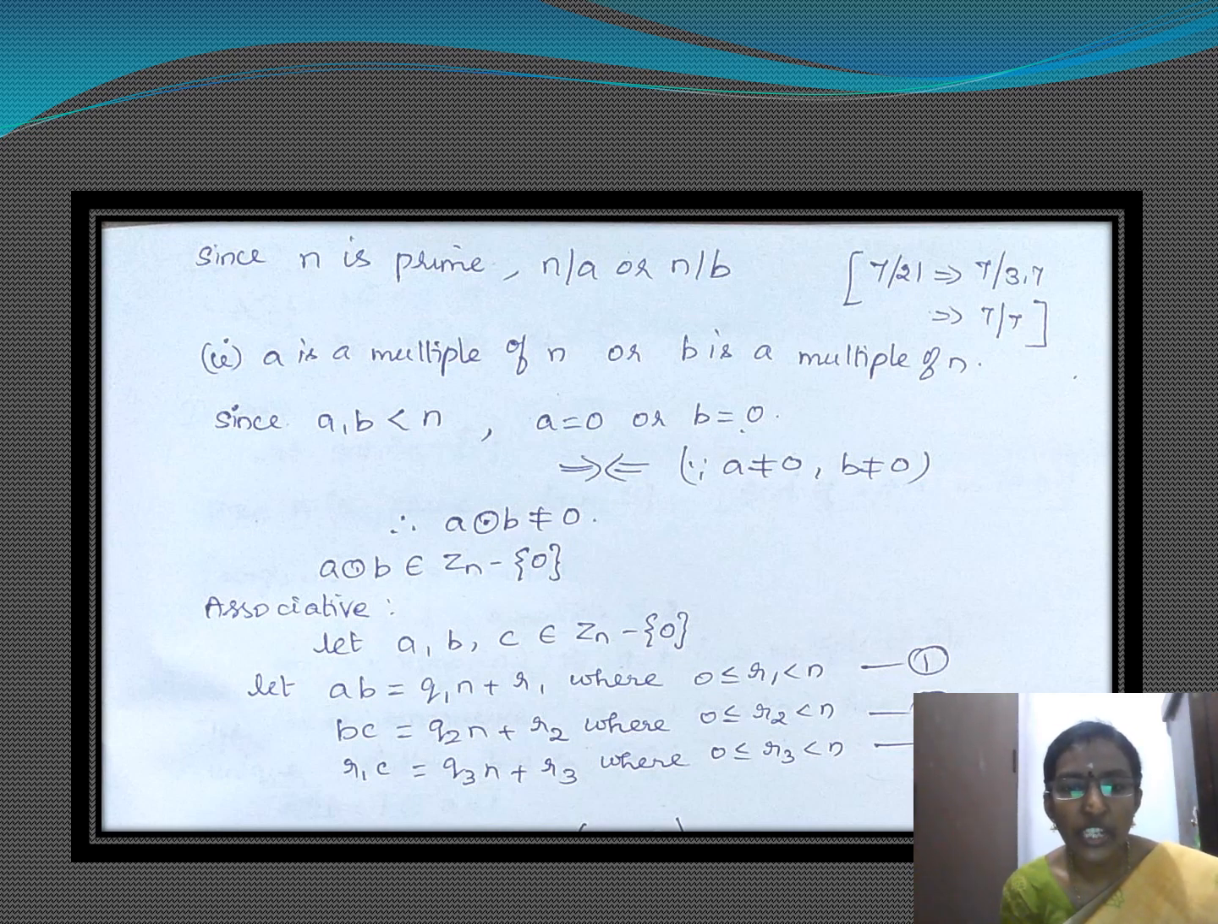Next, associative property. Here we have to choose three elements a, b, c from Zn minus {0}. From the previous example, here also we can take three equations: ab equals q1n + r1, bc equals q2n + r2, r1c equals q3n + r3, where r1, r2, r3 lie between 0 and n.